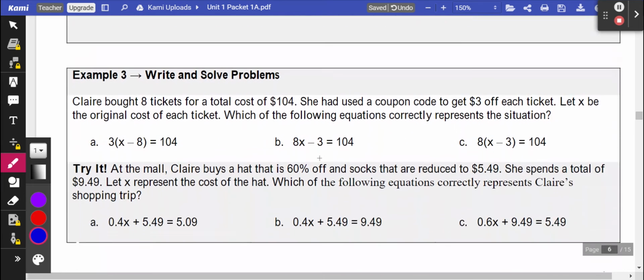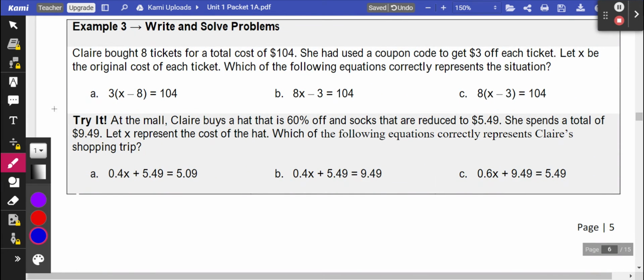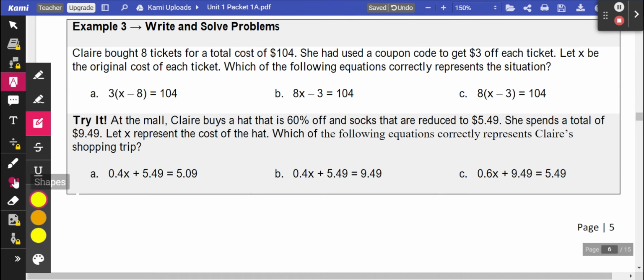Okay, leaving that chart problem for you. And then the second example we're going to do is just kind of matching the equation with the situation. So Claire bought 8 tickets for a total cost of 104. So 8 tickets, total cost is 104.